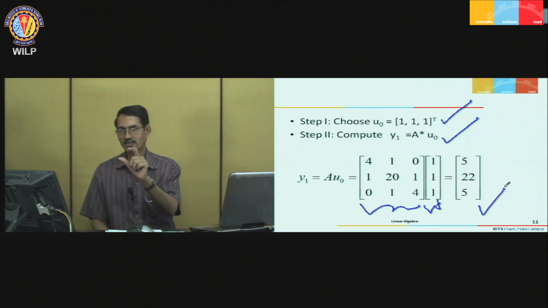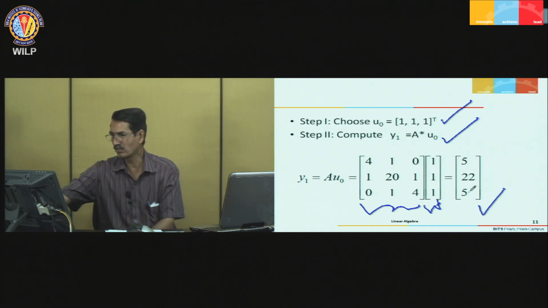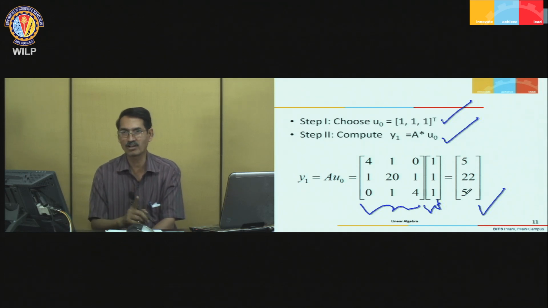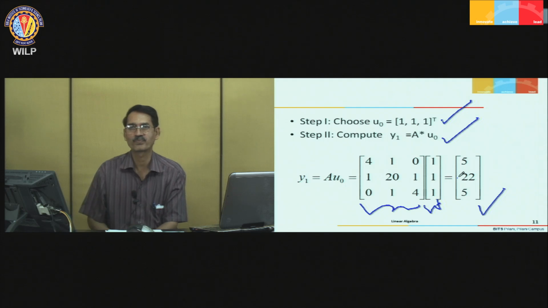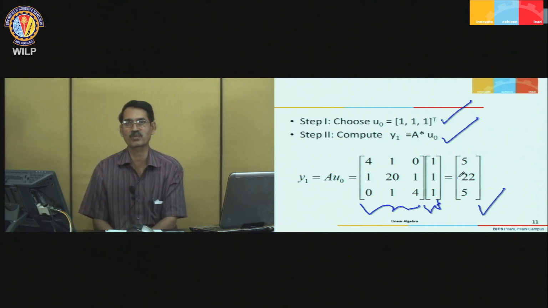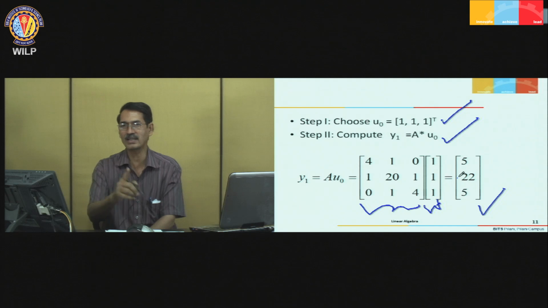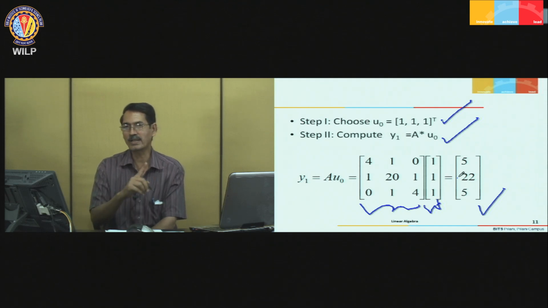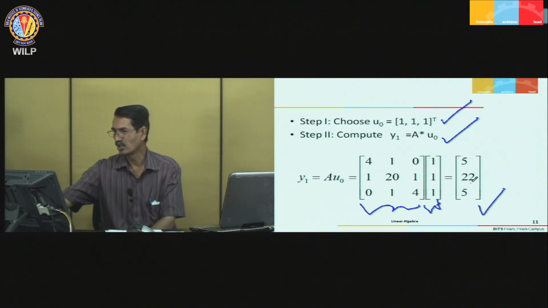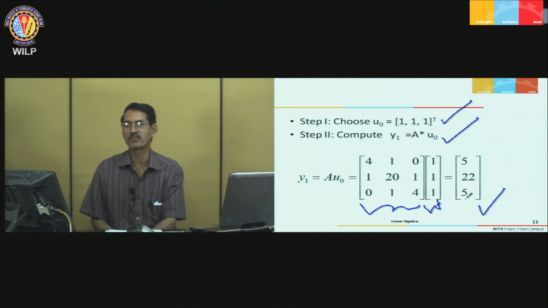This is the final matrix 5, 22 and 5. Check whether it is in normalized form or not. The largest quantity out of 5, 22, 5 is 22. Therefore, it is not in the normalized form. We will have to make it normalized. How? Largest is 22, so divide every quantity by 22: 5 by 22, 22 by 22 and 5 by 22. This 22 will be called the normalizing factor.